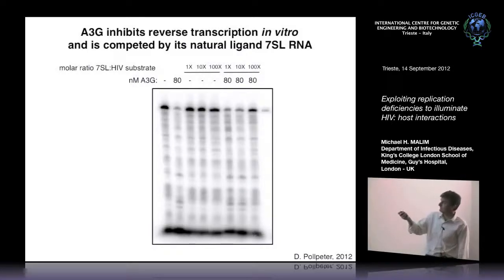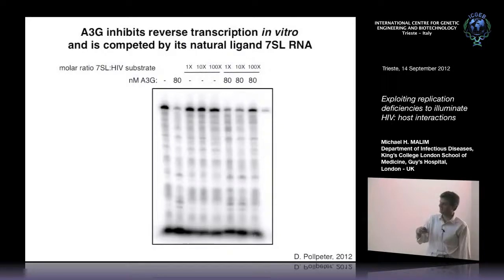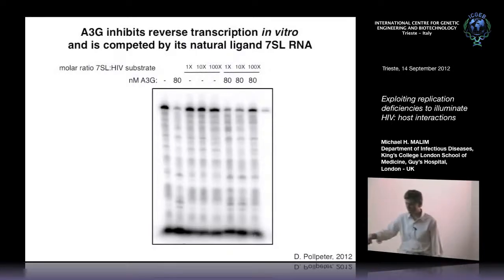But if you add increasing concentrations of 7SL RNA to these reactions, you can see a stronger and stronger decrease to the effect of APOBEC3G, i.e. you see a better and better rescue of reverse transcription, but there's no effect when there's no APOBEC3G there. So this is arguing that the RNA binding capabilities of APOBEC3G are very important for its ability to inhibit reverse transcription, potentially by binding to the RNA substrate and preventing reverse transcriptase moving along. Now, the stopping points in reverse transcription don't seem to be particularly site-specific, but we're doing a lot more analysis to try and address that.